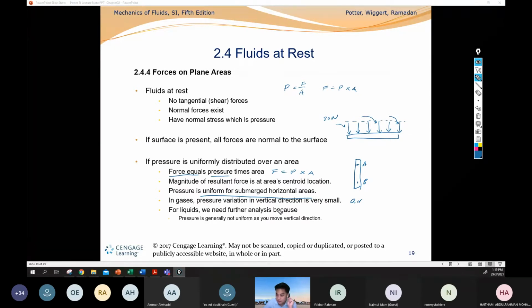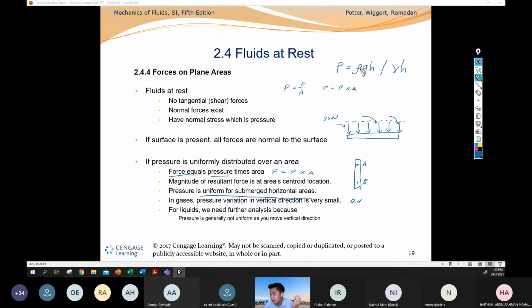However, for the liquid part, you need to have a further analysis because the liquid has very big gamma specific weight as well as density. So it will affect the pressure because pressure is directly related to rho, g and h, or gamma and h. If the gamma and the rho are very high, that means the pressure is very high. So that is why with liquid you have to consider it when you deal with the pressure calculation.